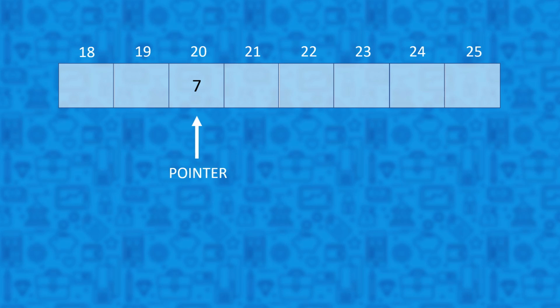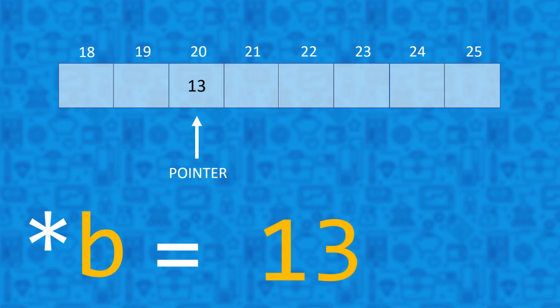And in order to change the value the pointer is actually pointing to, you have to dereference it. I mentioned this earlier. So to do that, you just write a star before the pointer. So if I wanted to change the 7 into a 13, I can just write *B = 13. That's dereferencing and setting that dereferenced value.